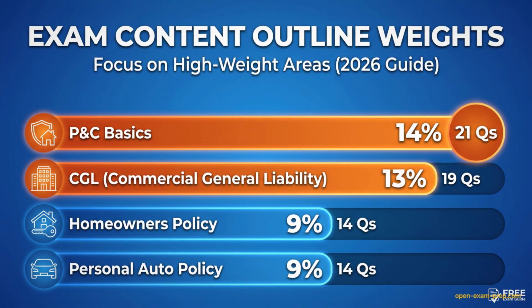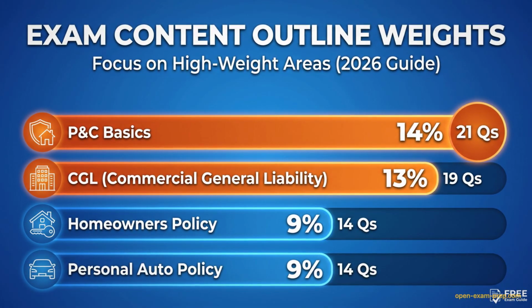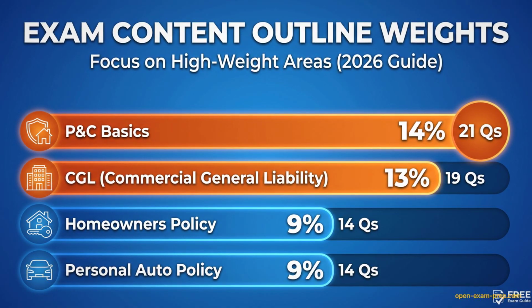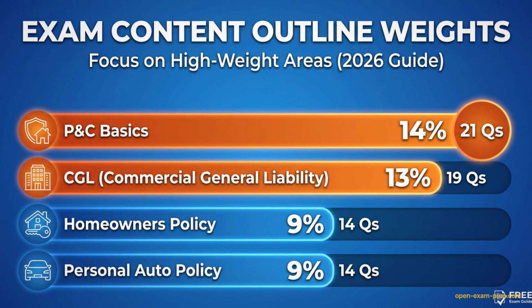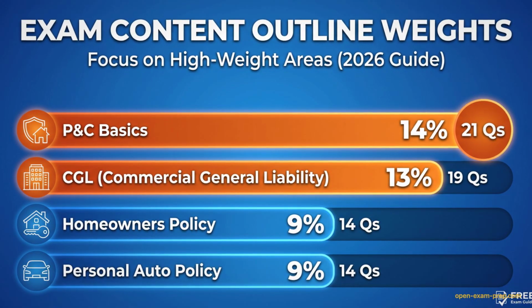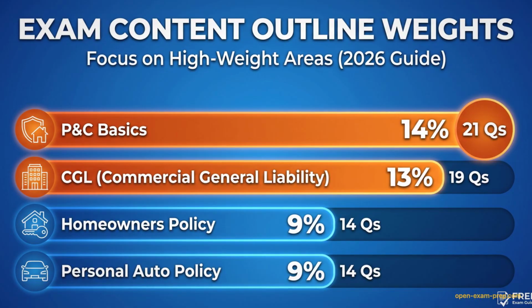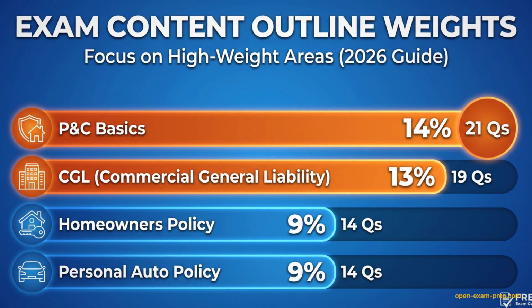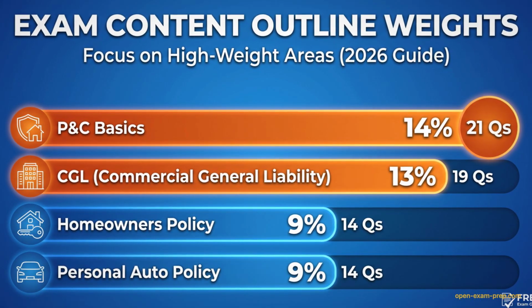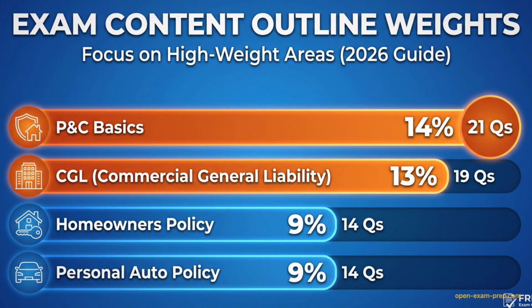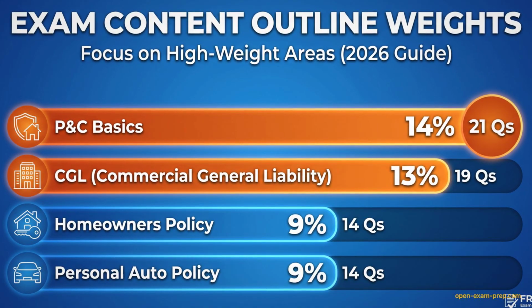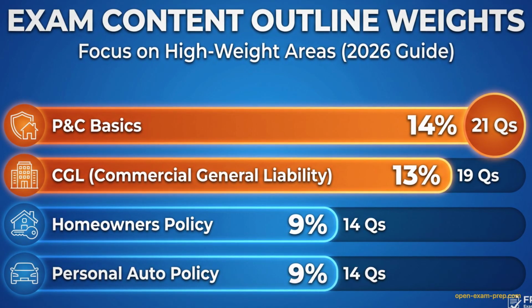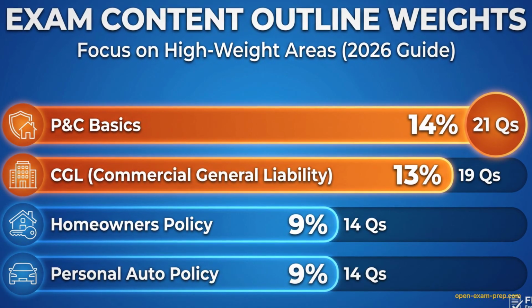To study efficiently, you must know the exam's content outline. The test is heavily weighted toward key areas. For example, commercial general liability makes up about 13% of the questions, while property and casualty insurance basics accounts for 14%. Homeowners and personal auto policies are each worth around 9%. Understanding these percentages helps you budget your study time effectively, ensuring you dedicate the most effort to the topics that will have the biggest impact on your final score.